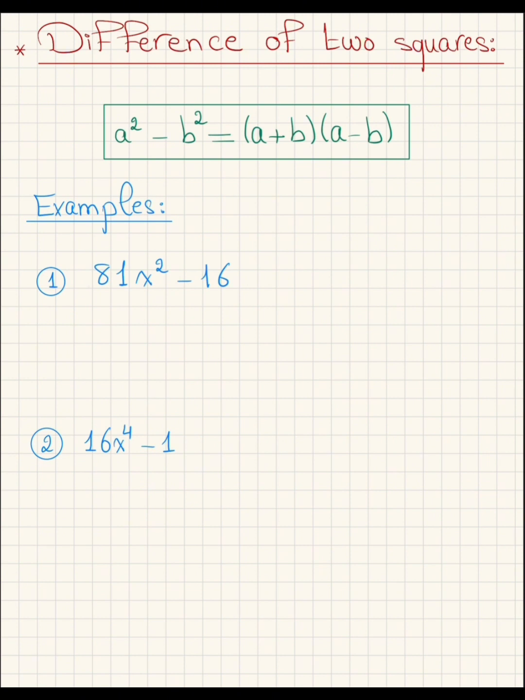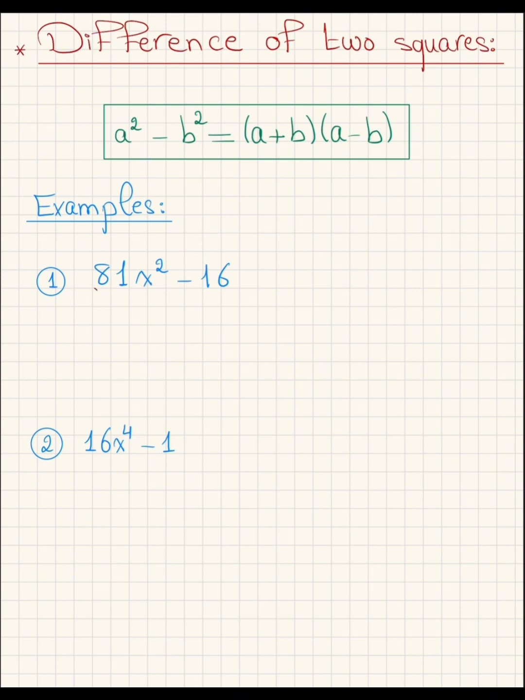So for example, here we have 81x to the power of 2 minus 16. Is there any common factor between 81 and 16? Is there any common divisor? The answer is no. This means that there is no common factor. Now I proceed to the other case. And here in this example, it is just the difference of two squares. Why? Well, because it's a difference.